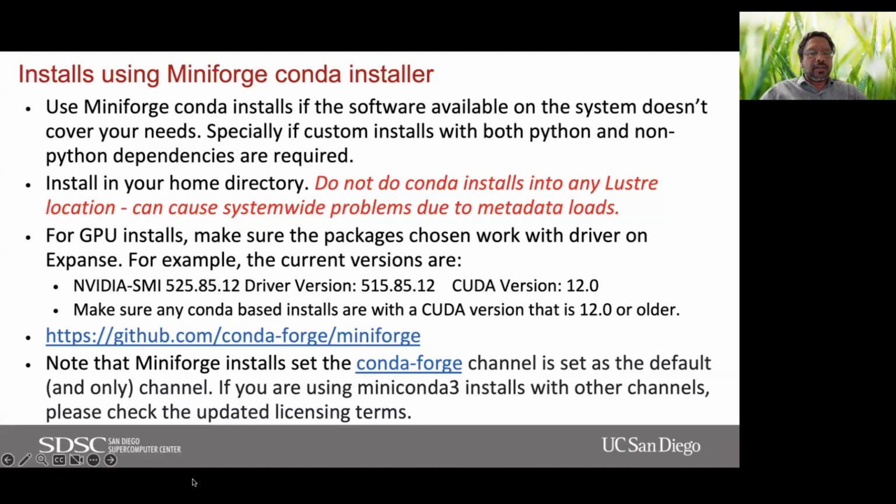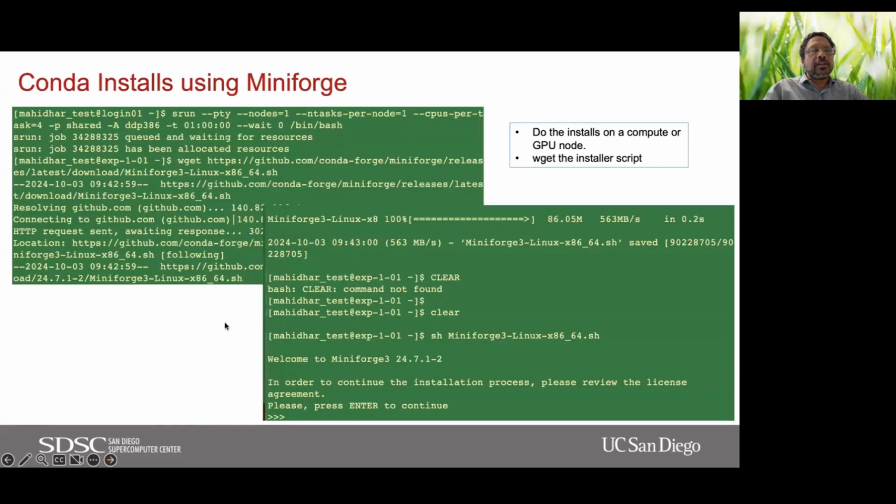You can basically do that, and I have some examples in the next couple of slides on how to do that. One thing is when you're doing installs, it's best to install on a compute or GPU node, just so that you can quickly test if whatever you installed is compatible with the particular node. For example, if you're doing a GPU install and you're on a GPU node, you can quickly check if whatever you installed still works fine, right?